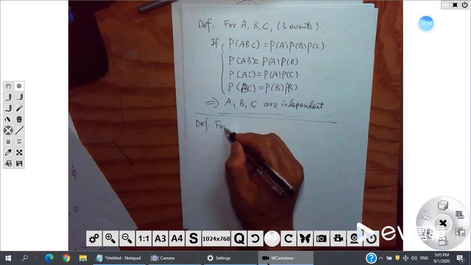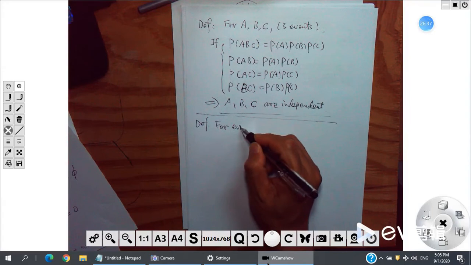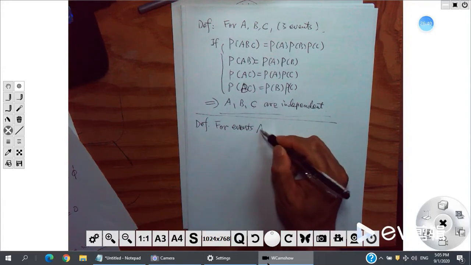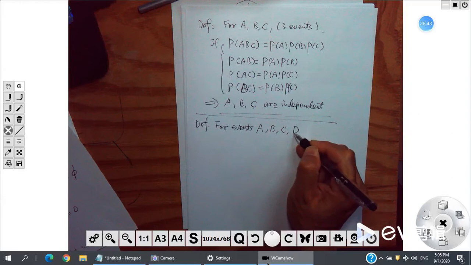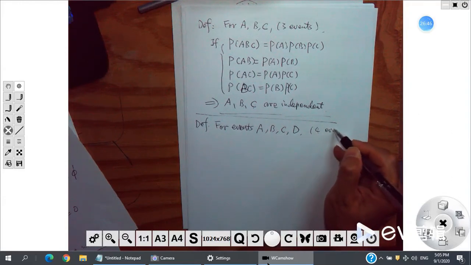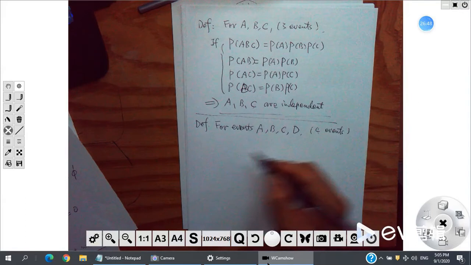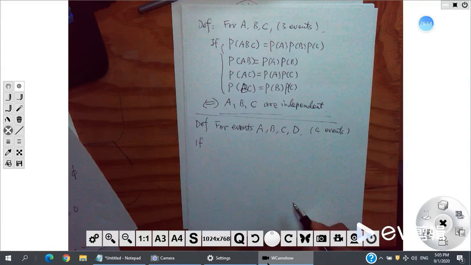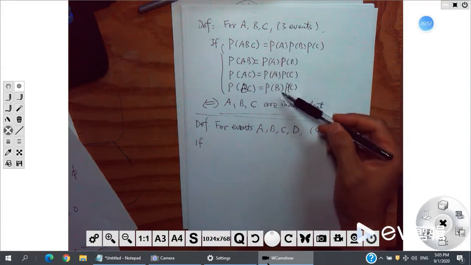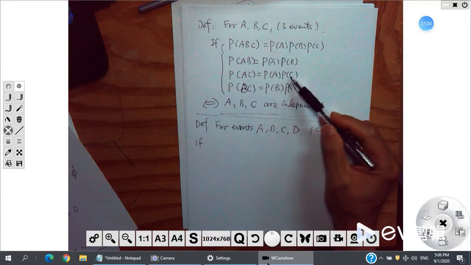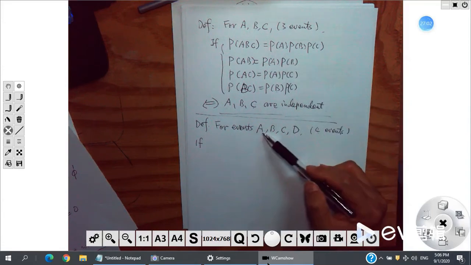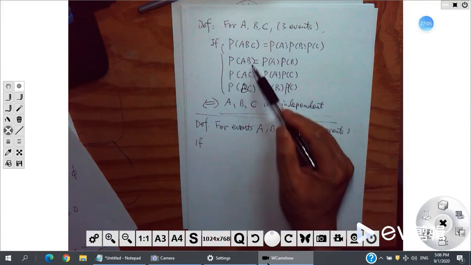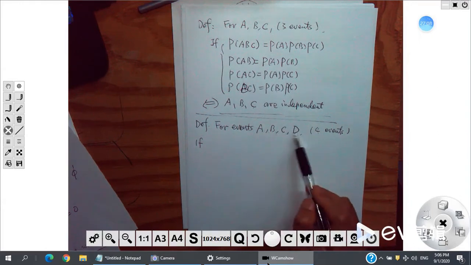For events A, B, C, D. Now we have 4 events. So we see that both are same. Now we have more. We have all of these, 2 of them, 3 of them. We also need to consider 4 of them. And the 2 of them, you need to use all of these: A, B, A, C, A, D, B, C, B, D, C, and D. There's a lot of formulas.